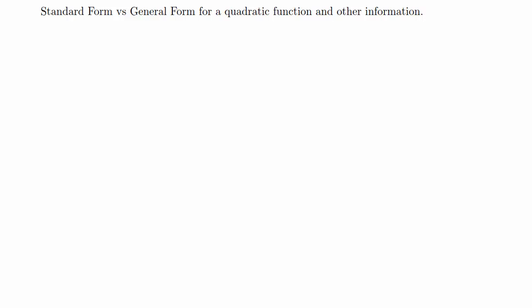Hello. In this example, we're going to look at the standard form versus general form for a quadratic function. Now, whenever we say quadratic function, what we really mean is a function that's written in the form f of x is equal to ax squared plus bx plus c. Now, this is just a quadratic function. You've seen this before. There is something called standard form for a quadratic function. This is the general form.